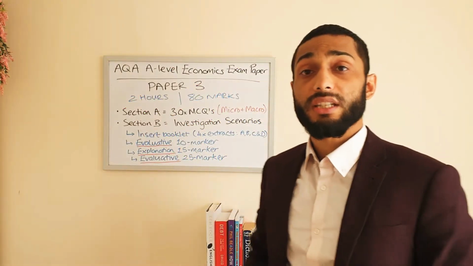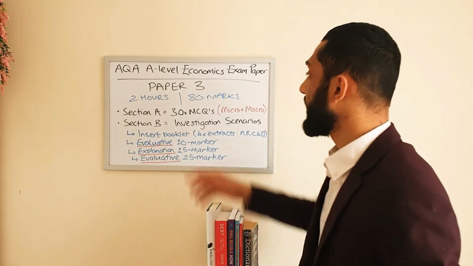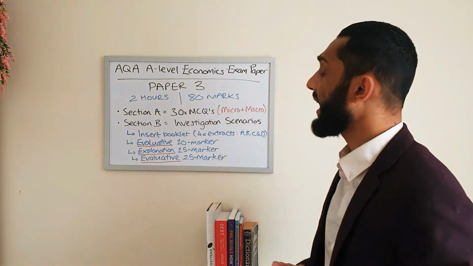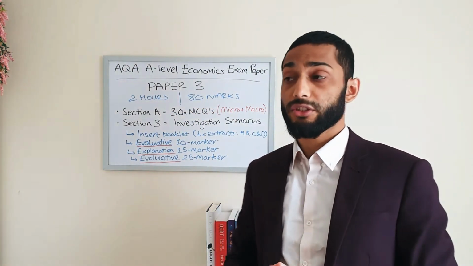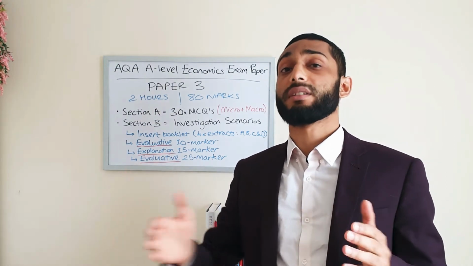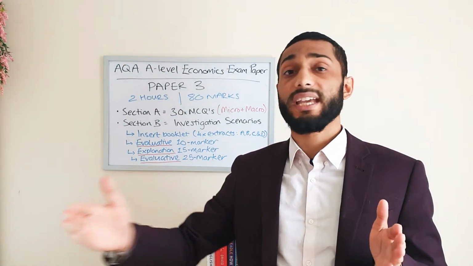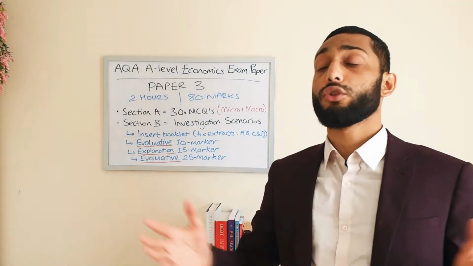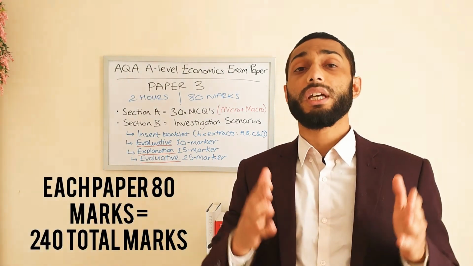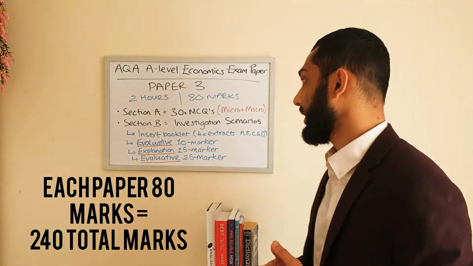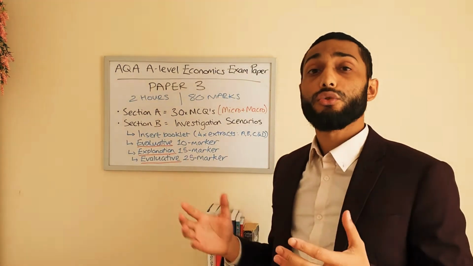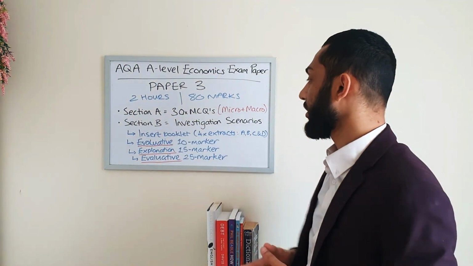Paper 3, guys, likewise to paper 1 and 2, is 2 hours in length, and it also has 80 marks on offer as well. So in terms of all 3 papers, it's all 80 marks each. All 3 are 80 marks each. So altogether 240 marks, and they are all 2 hours in length each as well. You'll notice with paper 3 that there are 2 sections. There is section A and section B.